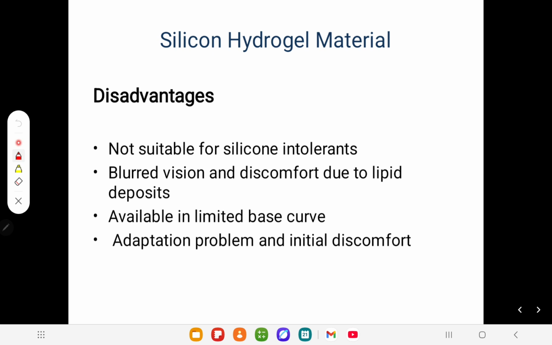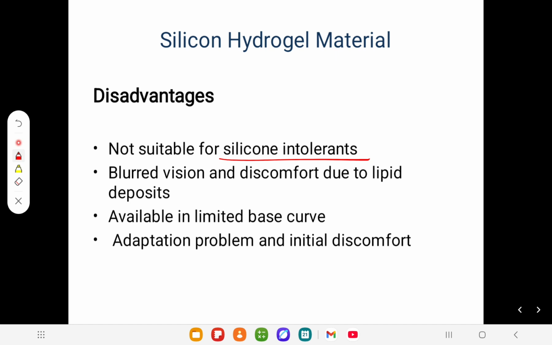So what are the disadvantages of silicon hydrogel material? Not suitable for silicon intolerance. Yes, if a patient is silicon intolerant, it's not suitable. Blurred vision and discomfort due to lipid deposition. In the third generation, I don't know if it's still problematic or not. But yes, in the first generation, because of the hydrophobic nature of silicon, it creates lipid deposition.